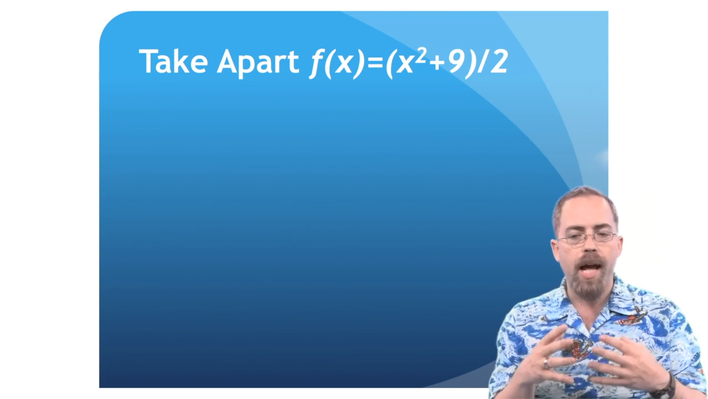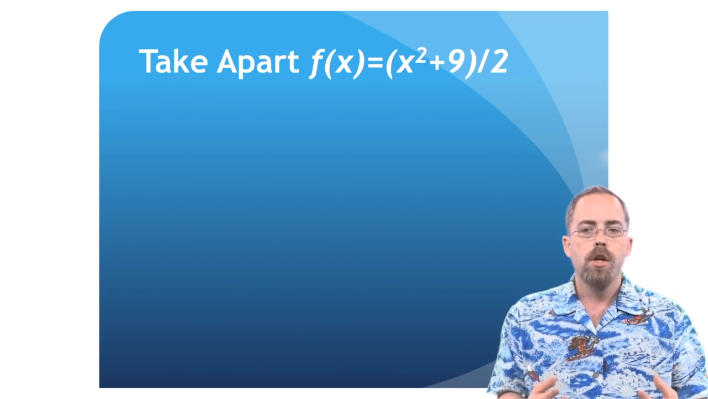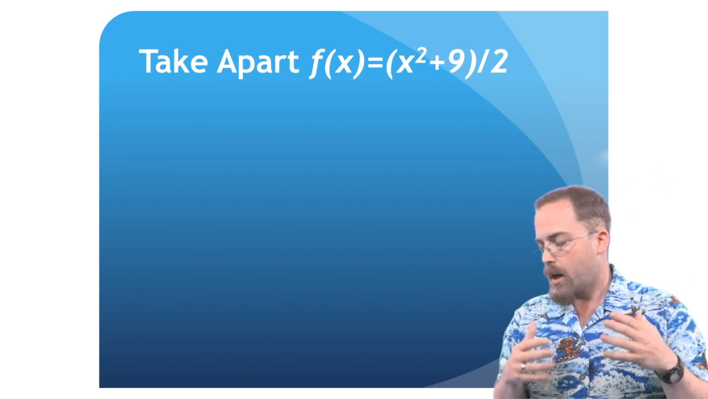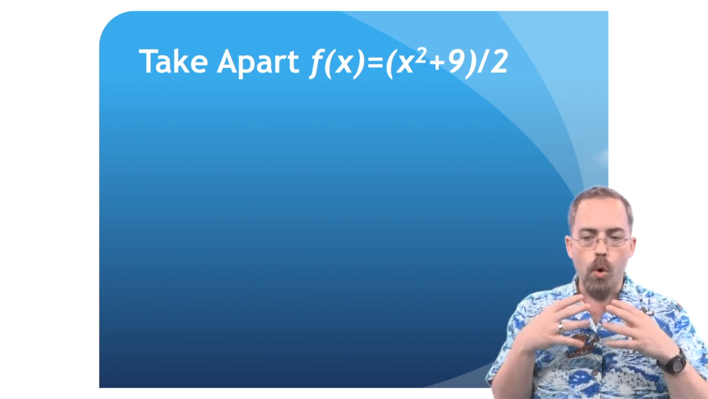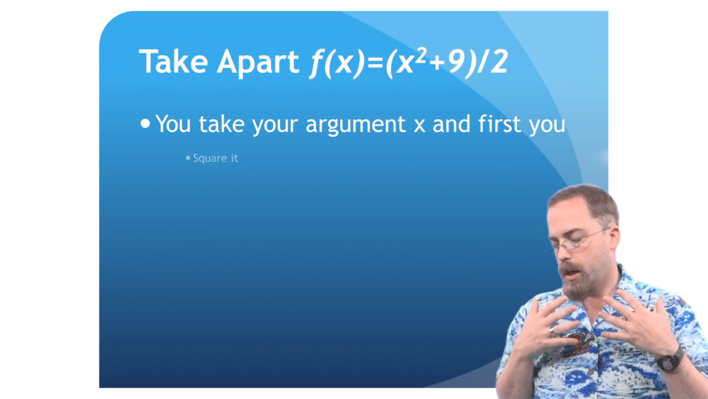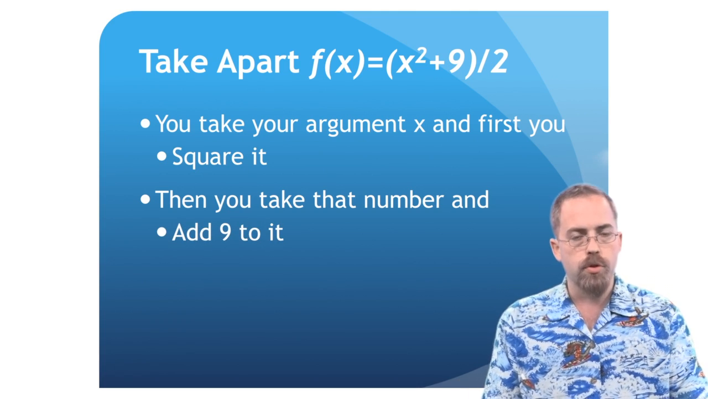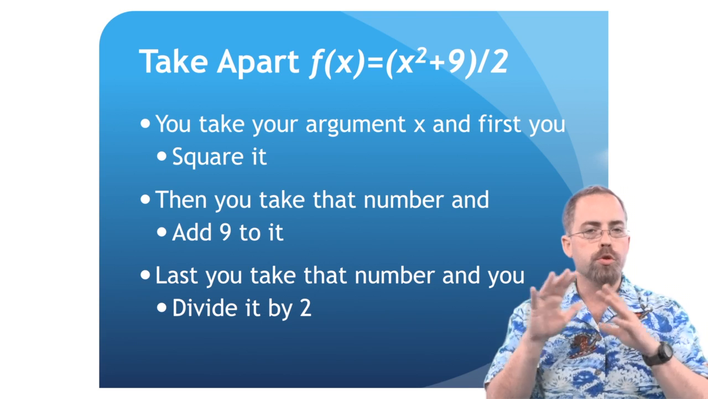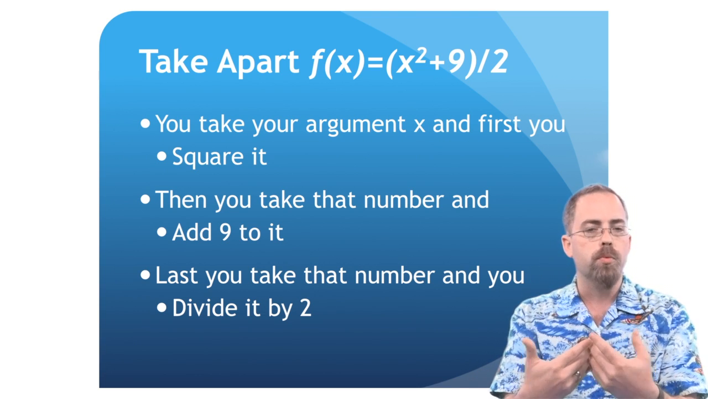So if you want to think about how this plays out in our notation, you recognize that when we see something like x squared plus 9 all divided by 2, the order of operations has to be that we square it, we add 9 to it, and then we divide it by 2. And if we ever mix that up, we're dealing with a different function. We're screwing things up and making them different than what people would expect.